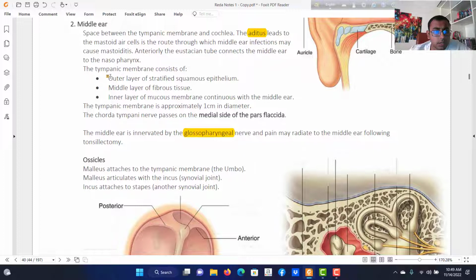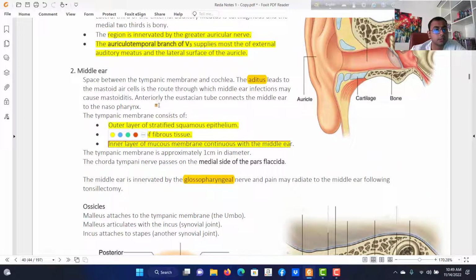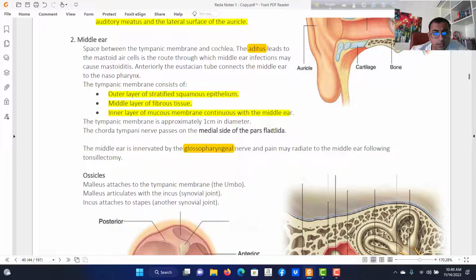So there are three parts: outer stratified, middle layer of fibrous, and inner layer of mucus. That is, the tympanic membrane has three layers: outer, middle, and inner. And the chorda tympani passes medial to the pars flaccida, not the pars tensa. It's flaccida.